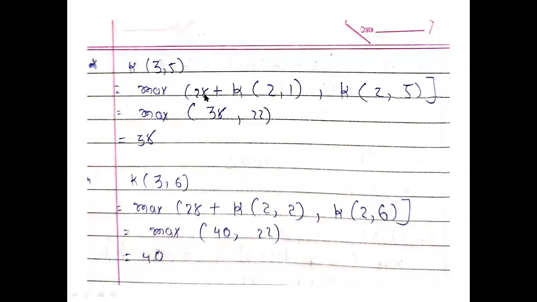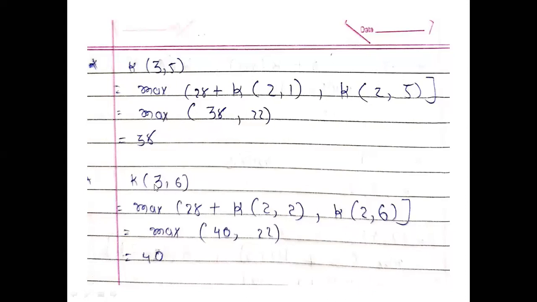Profit of the third item, that is 28 plus K of i minus 1, 2, C minus weight of i. Weight of i is 4, so 5 minus 4 is 1. Okay, K of i minus 1, 2, C is 5. Get the values from the table, you will get the maximum value, that is 38.